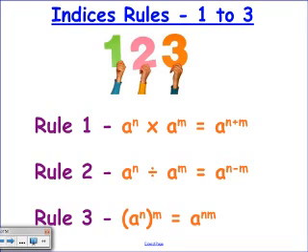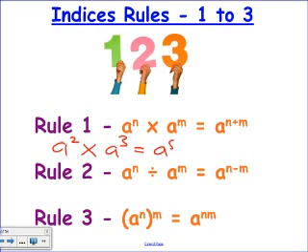Don't forget, in maths, what we've just done for numbers also applies to variables, to letters. So if we talk about rule number 1 and letters, if I have a squared and I multiply it by a cubed, what's the result of that? A to the power 5. Yeah, because my base number is still the same. It's the letter a.